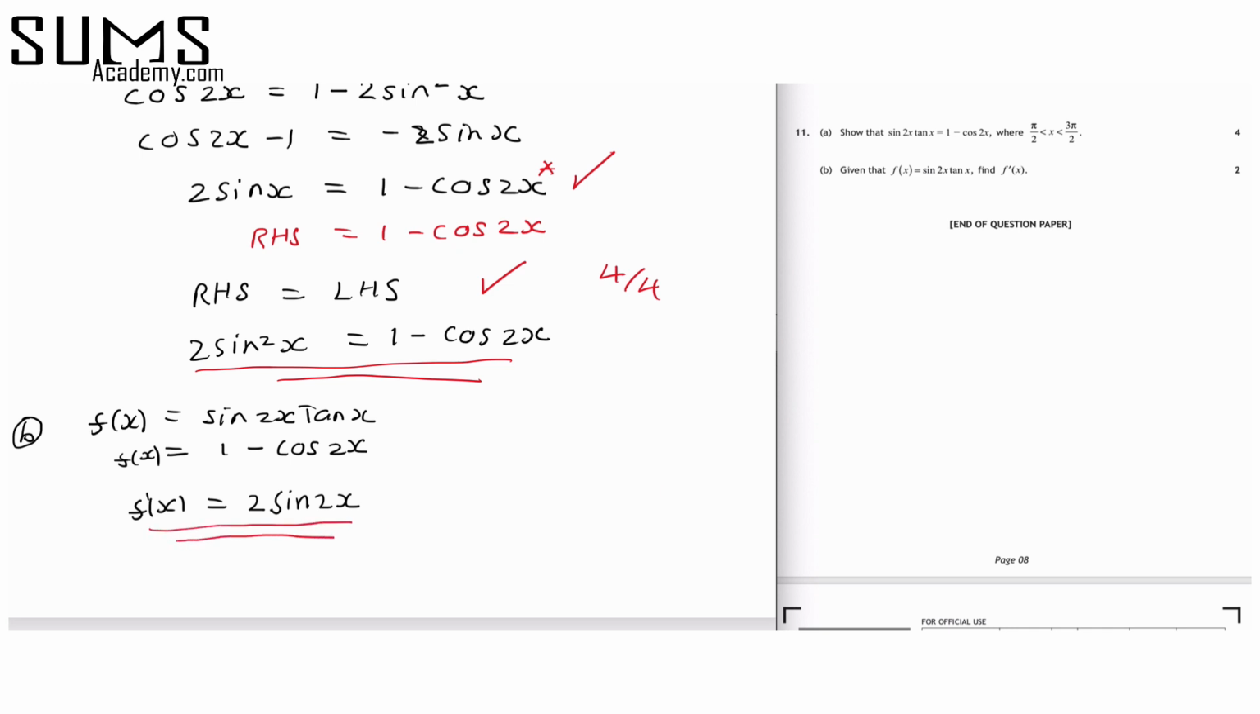And the marks are for making sure that you link this to part A. I don't know if you need to state it explicitly, or if you can just use the substitution, so from part A. So linking to part A and then doing the correct differentiation.